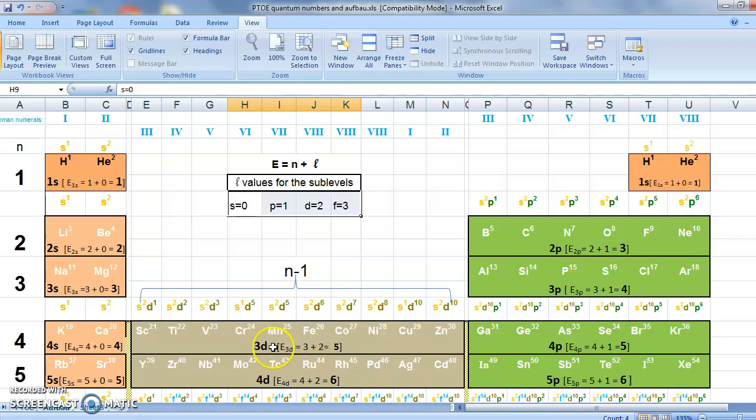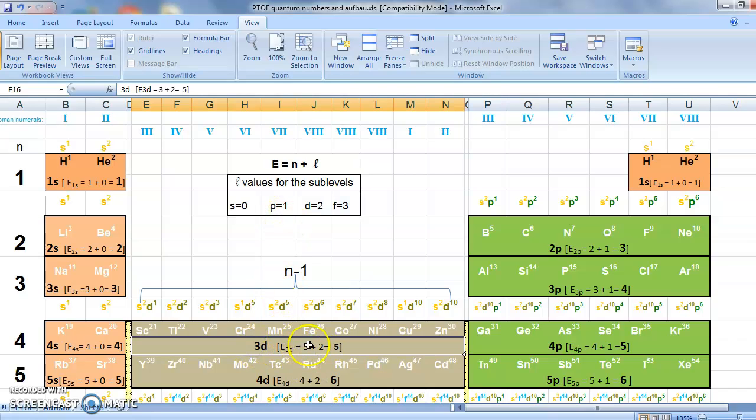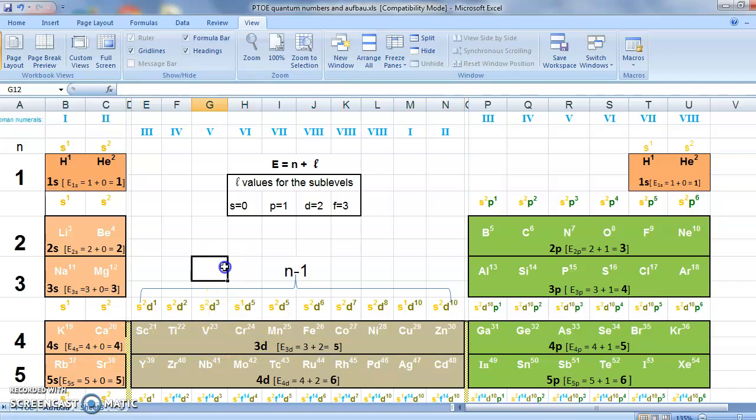So my second number is a 2 in the 3D. My first number is a 3. 3 plus 2 is 5. That is a bigger number than 4. That's why it gets filled after it.